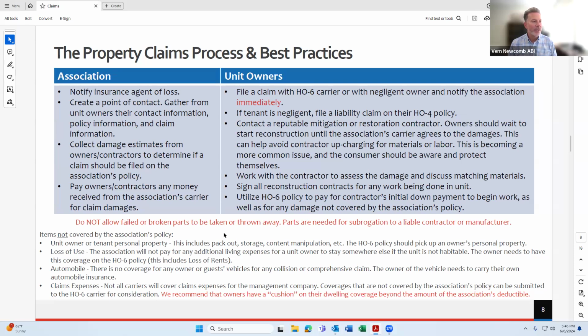Then once the association is notified of the claim, we like to know about the claims, even if it doesn't appear like it's going to be very big. We can note the file. In talking to us personally, we do not file a claim until we get an incident report completed and we get permission from the property manager or the board members via email to file a claim. But by letting us know, we can help navigate the process, whether it's going to go up to the association's deductible or not.